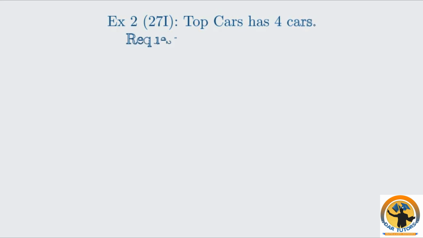Let's work through a more challenging problem from exercise 27I, question 2. Top Cars has 4 cars for rent. The number of rental requests they receive each day follows a Poisson distribution with a rate of 3. We need to find the probability of a few different events on a particular day. First, the conditions for a Poisson distribution. Requests are random, independent, and we have a constant average rate. So X, the number of requests, is distributed as Po(3).